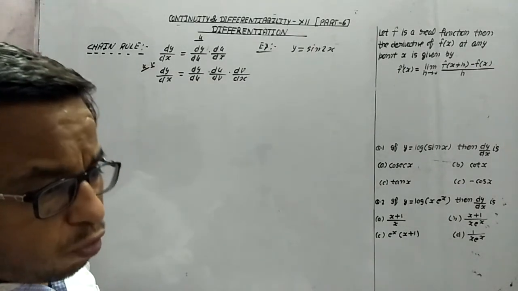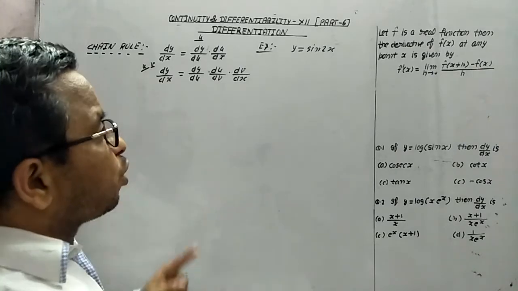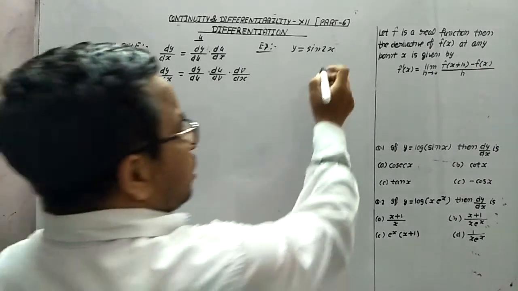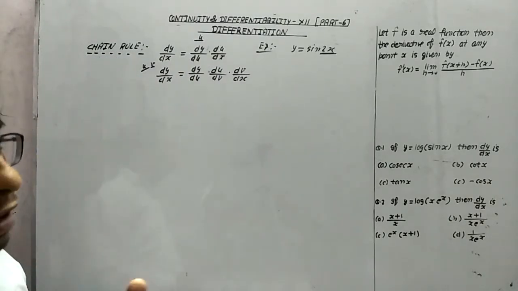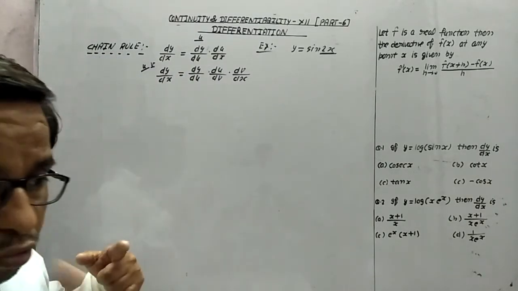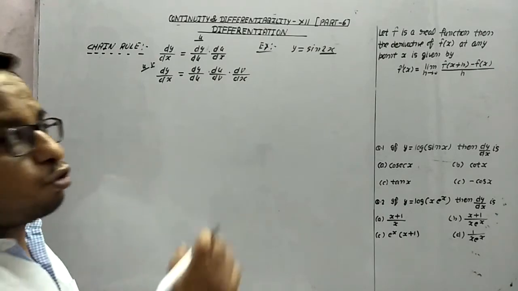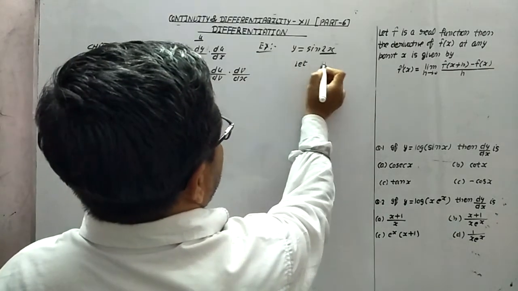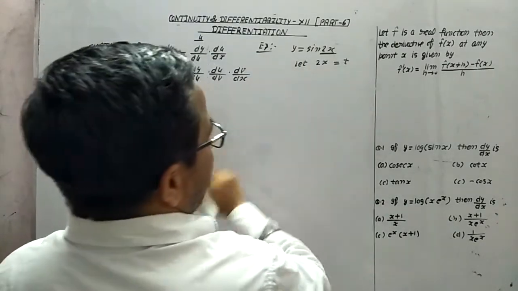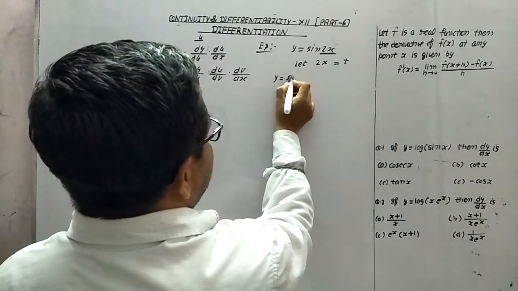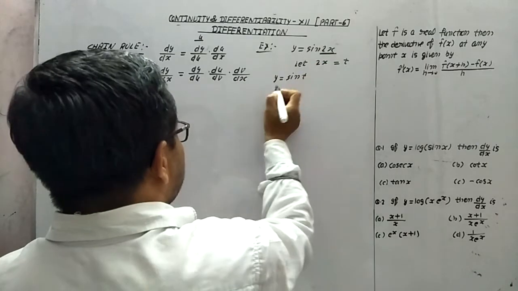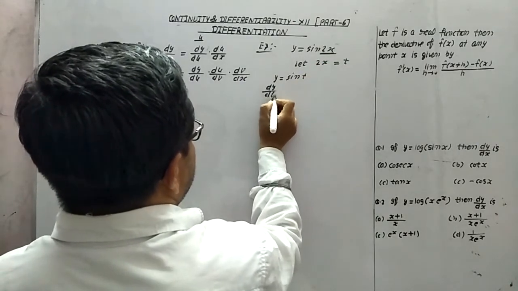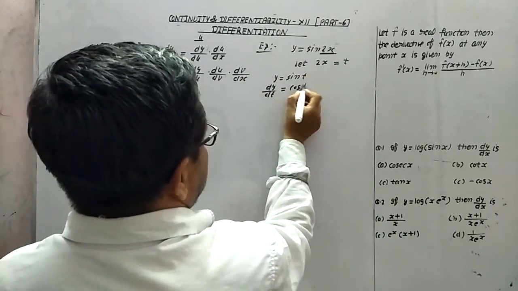Now students, we know the differentiation of sine x only. It means this 2x is creating problem. It means we have to find out the term which is creating problem to find out the derivative. So for this purpose, you will say let 2x is equal to t. Now it means y is equal to sine t. Now do the differentiation of y with respect to t. It means dy by dt is equal to cos t.